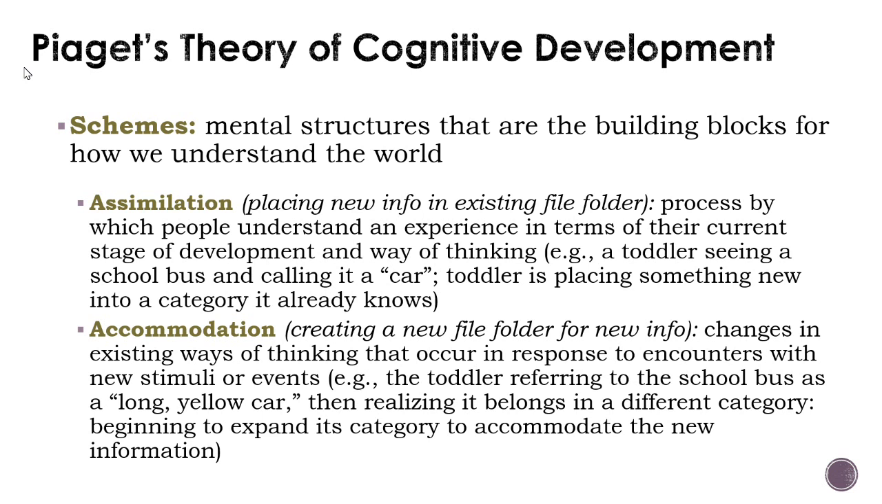This is where we will enlarge the child's knowledge and understanding. We teach them how to create a new file folder for this new information that doesn't really fit best in the ones that the child already has. So instead of looking at the school bus and calling it a car, we will expand it and be like, well, it's a bus. It's big, it's long and yellow, like a car. And then they start to realize, oh, it's different.